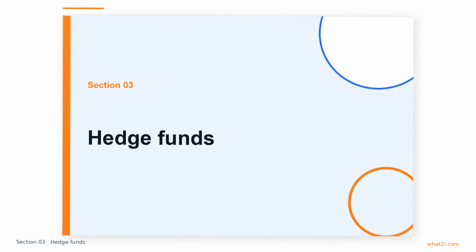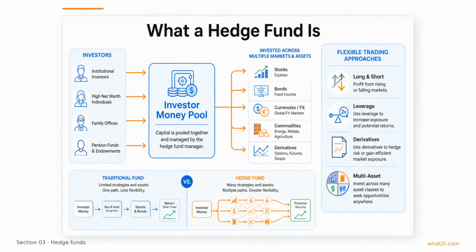Section 3. Hedge funds. Hedge funds are pooled investment vehicles that collect money from investors and then deploy it using a broad range of trading strategies. What makes them distinctive is flexibility. Unlike many traditional funds, they can trade across asset classes such as stocks, bonds, currencies, commodities, and derivatives.